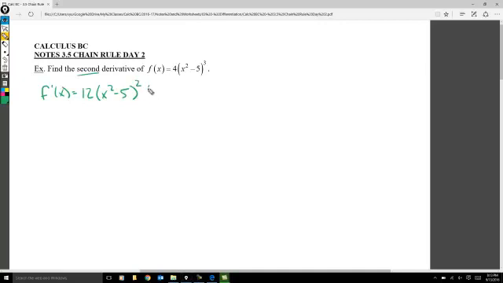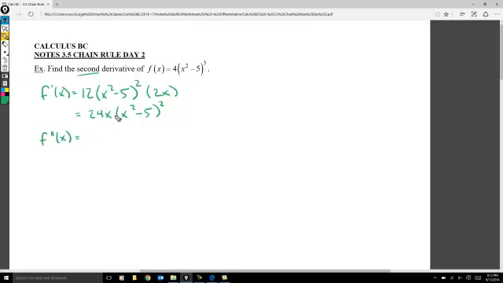Now I take the derivative of the inside, so I have to take the derivative of x squared minus 5, which is 2x. Alright, so this is my first derivative. Now I'm just going to simplify this a little bit. The reason being is I have to use these numbers again. So it makes my life a little easier if it's a little bit simplified. Alright, now let's take the second derivative.